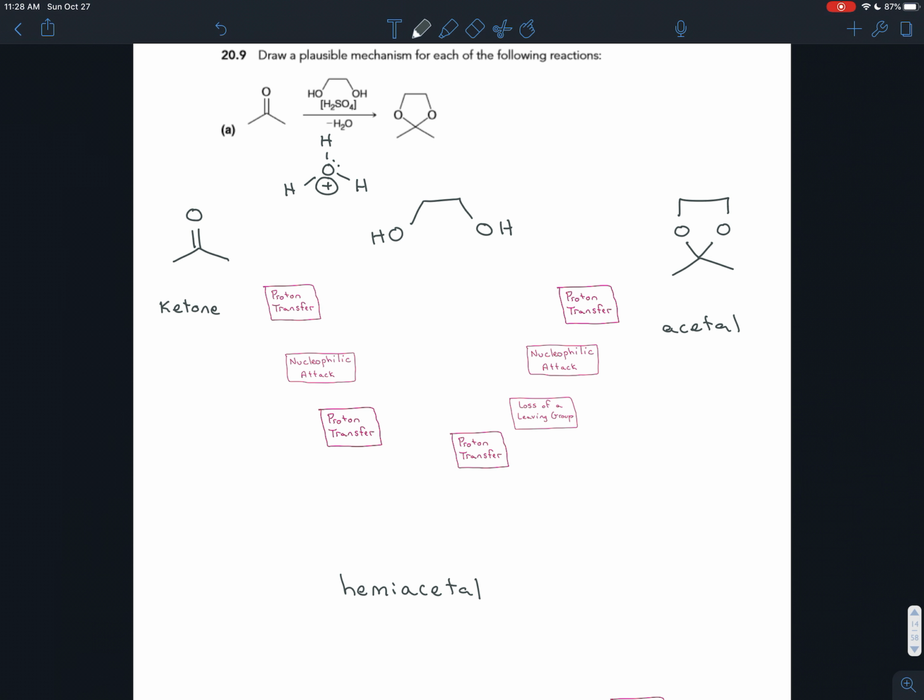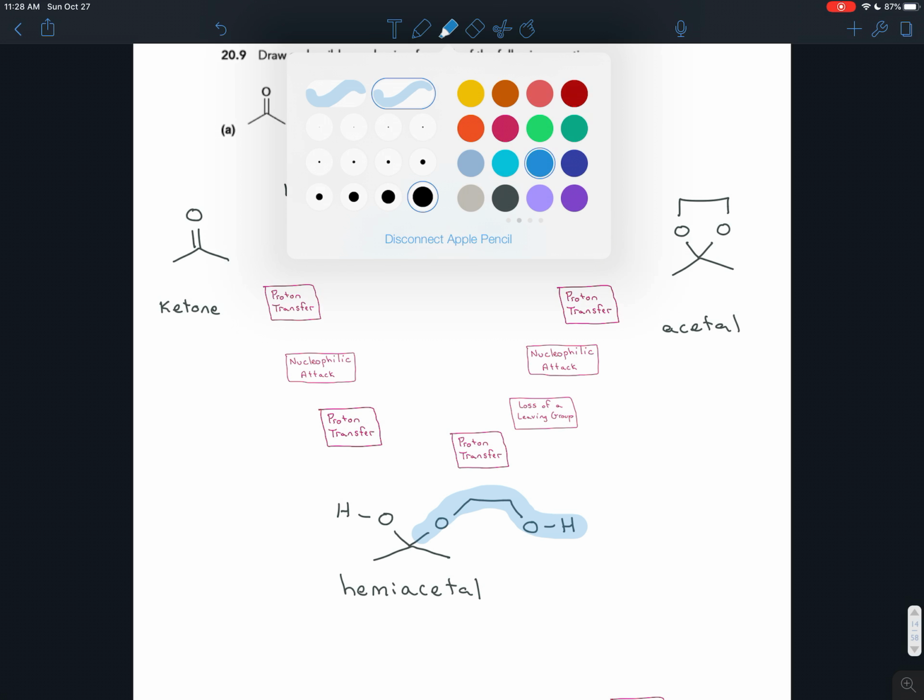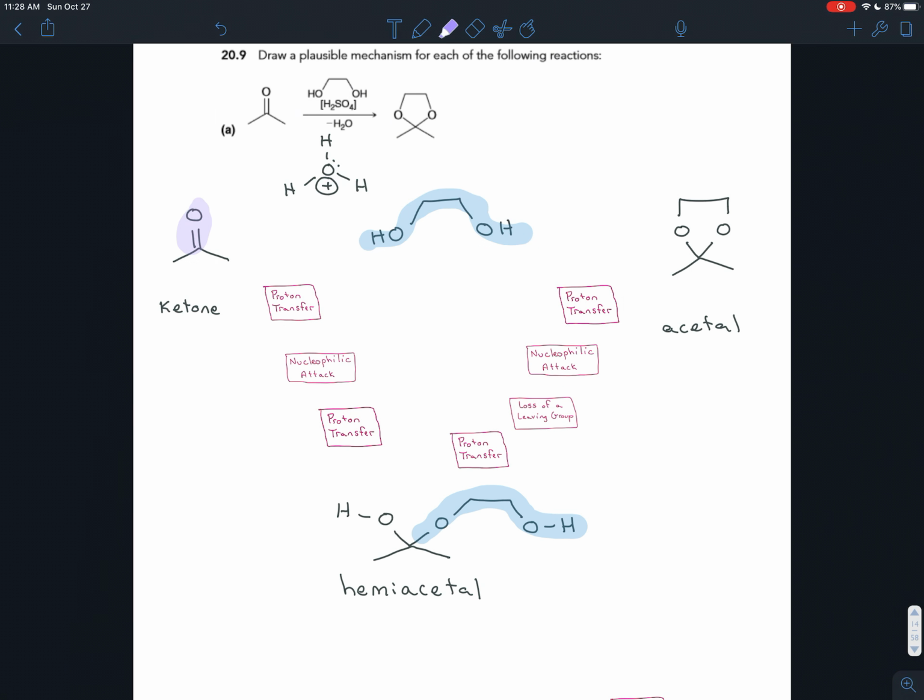Now in between the ketone and the acetal, one of the alcohols will add. So we'll have one of the alcohols adding, but the other would not have added yet. And the carbonyl carbon will turn into an alcohol. This is what our hemiacetal will look like in this particular case. You'll notice we added one of the OHs, and then the carbonyl oxygen is now this OH. So our hemiacetal. Okay, so that's our general plan. This is our general idea.